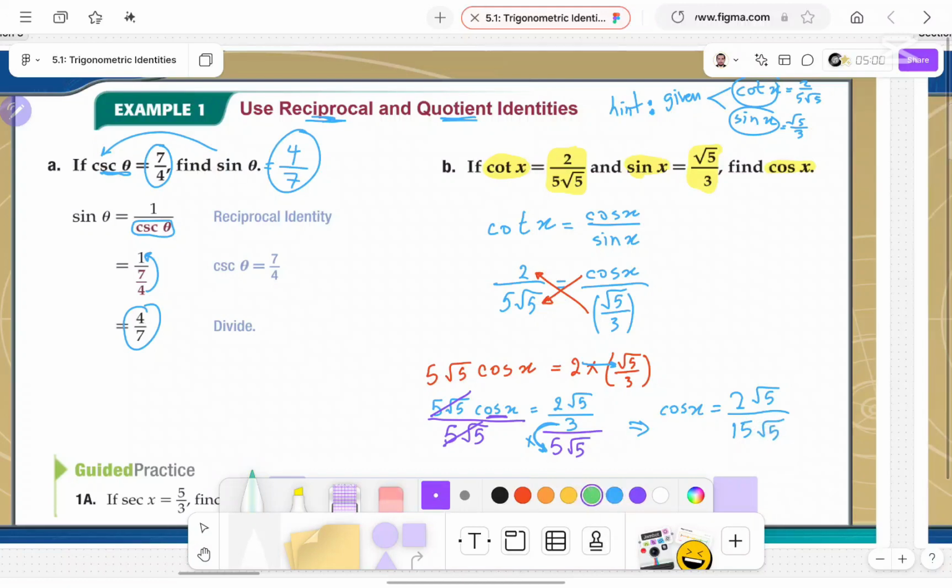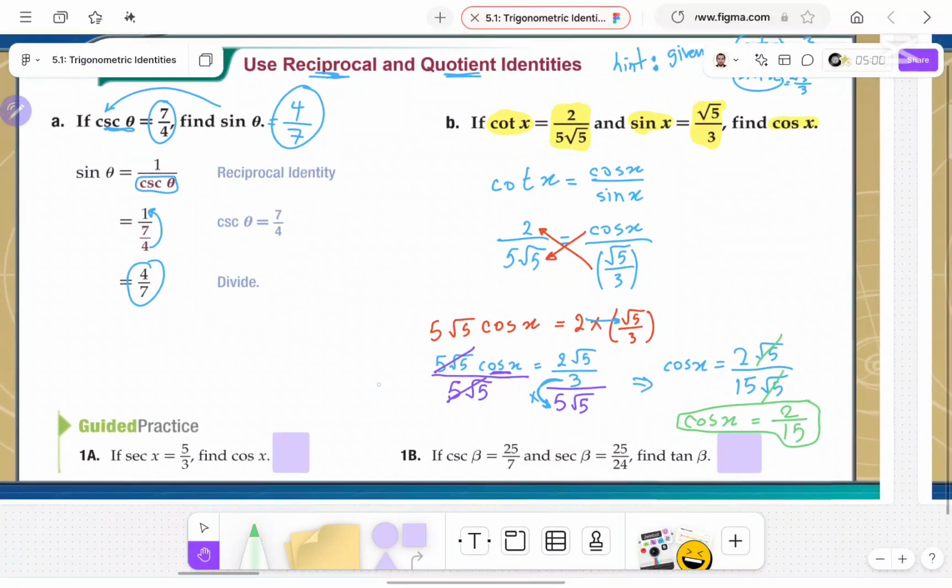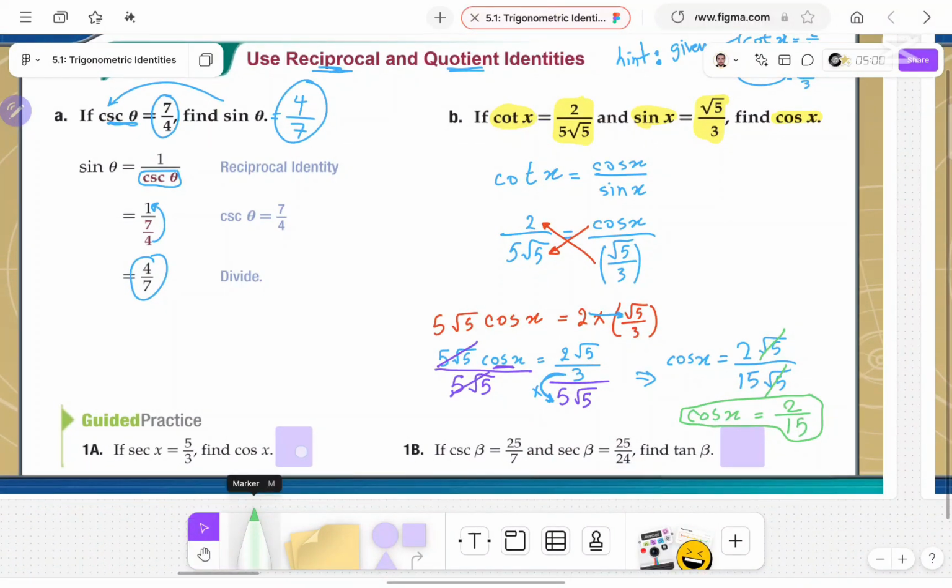Can I simplify things? Yes, I can simplify square root of 5 with the square root of 5. So I can extract that cosine x is equal to 1 over 15. So this is the final answer. I hope you understand this. Now try by yourself to solve this equation, and if you need any help, please let me know.